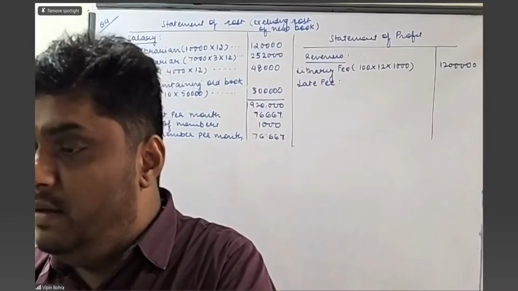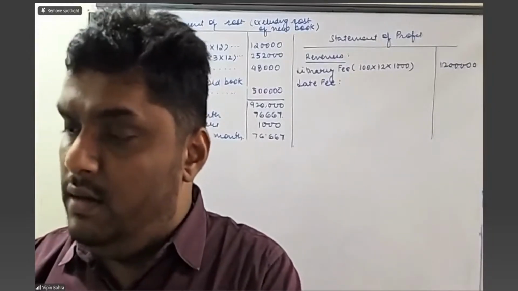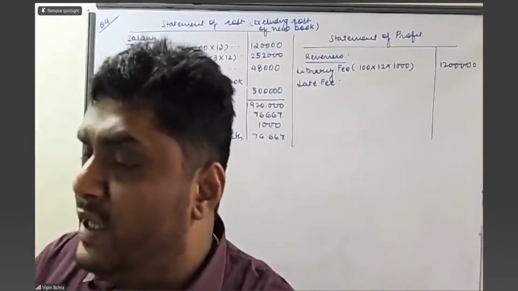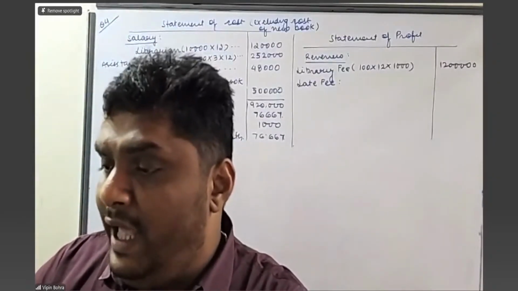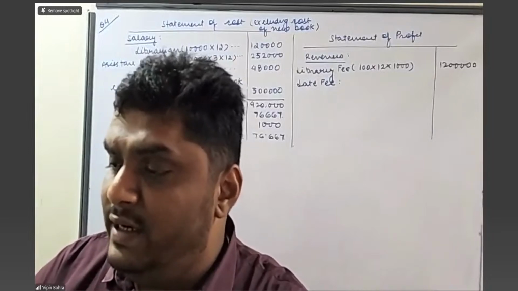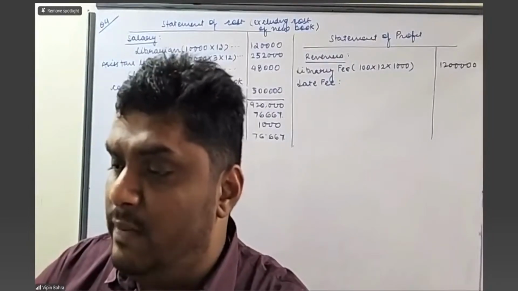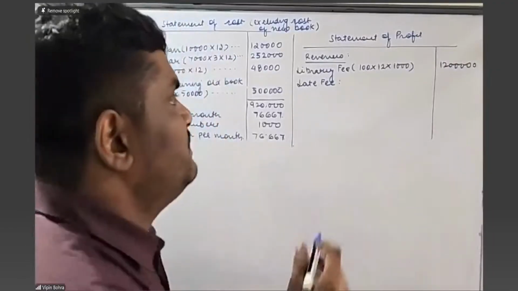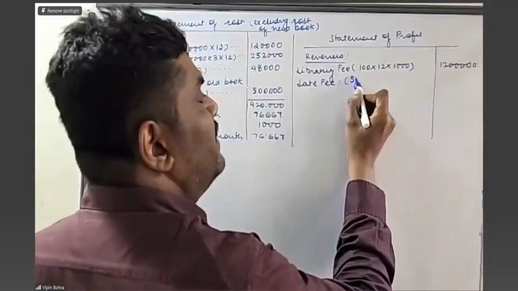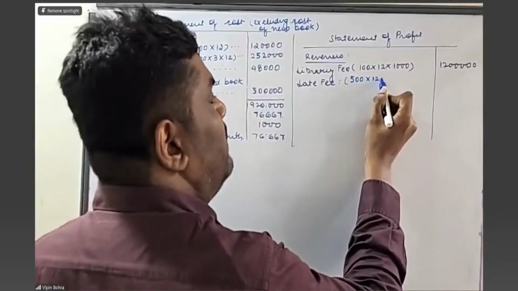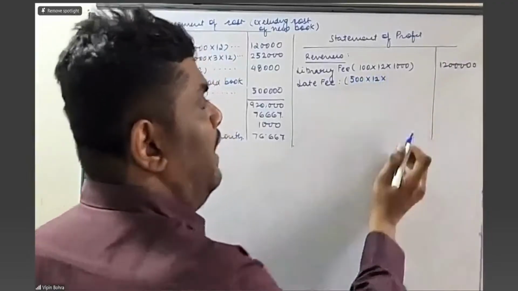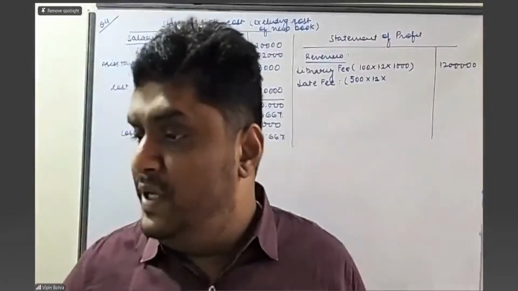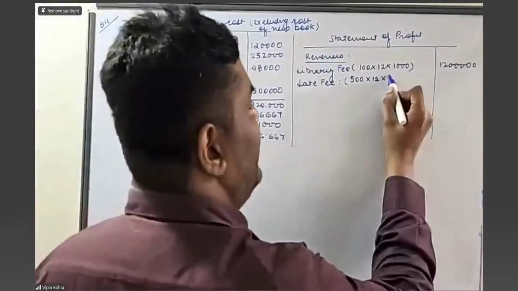I repeat again, the fine for late return of book is 1 rupee per book per day, and the average number of days each book is returned late, it is 5 days, and the average number of books returned late per month, it is 500. So total 500 books were returned late in a month into 12 months, and the late fees is how much? 1 rupee per day, and on an average the delay is of 5 days.